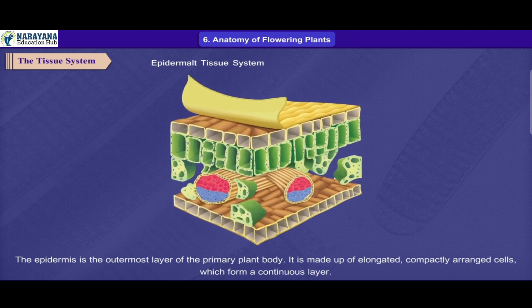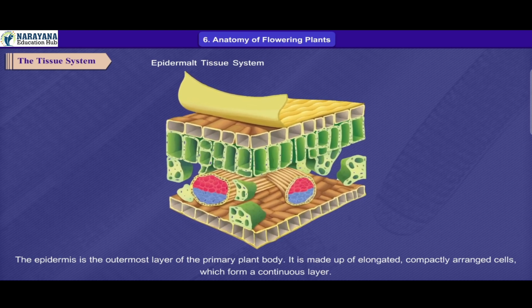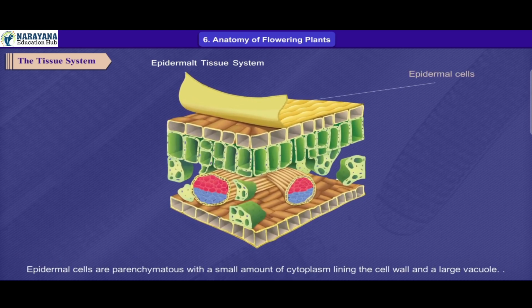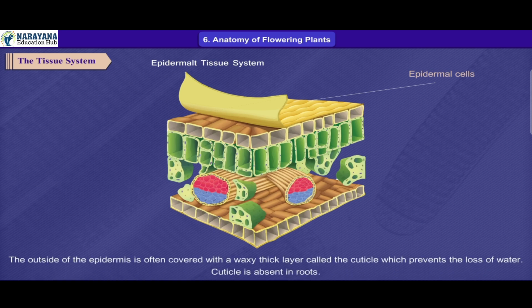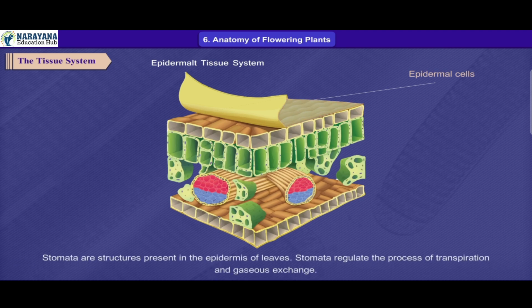It is made up of elongated, compactly arranged cells which form a continuous layer. Epidermis is usually single-layered. Epidermal cells are parenchymatous with a small amount of cytoplasm lining the cell wall and a large vacuole. The outside of the epidermis is often covered with a waxy thick layer called the cuticle, which prevents the loss of water. Cuticle is absent in roots.